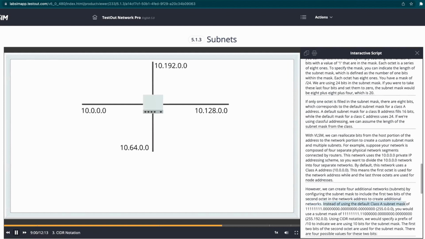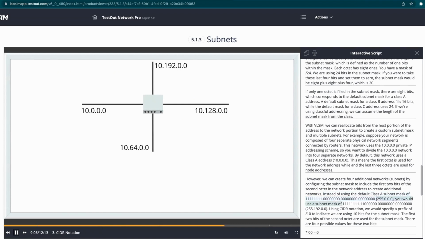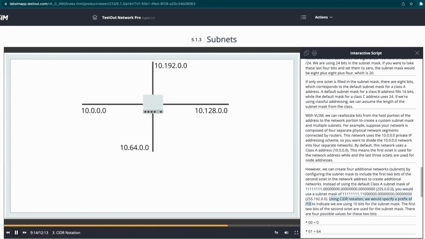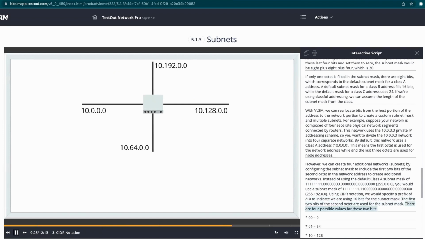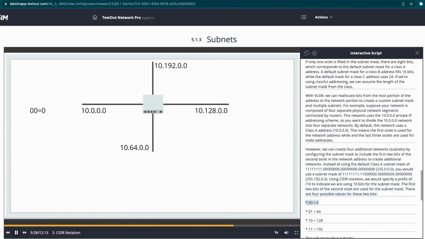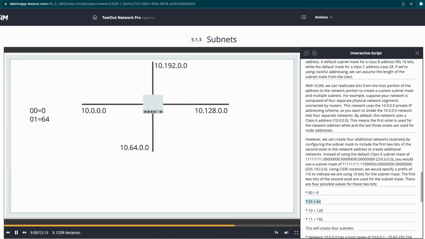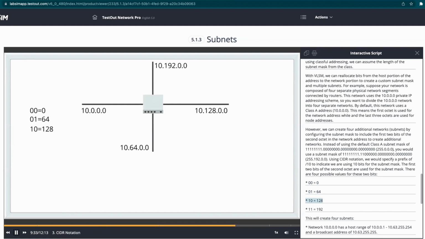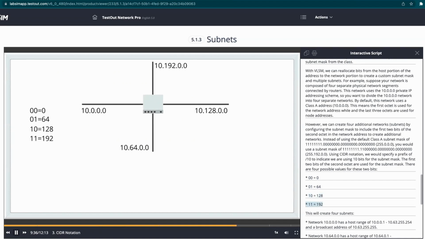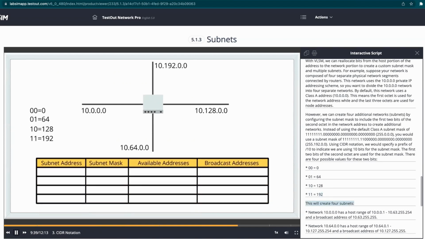Instead of using the default Class A subnet mask of an octet of 1s followed by 3 octets of 0s, you would use a subnet mask of 1 octet of 1s, an octet with 2 1s and 6 zeros, then 2 octets of 0s. Using CIDR notation, we would specify a prefix of /10 to indicate we are using 10 bits for the subnet mask. The first 2 bits of the second octet are used for the subnet mask. There are 4 possible values for these 2 bits. 0,0 in binary is equal to 0 in decimal, 0,1 is equal to 64, 1,0 is equal to 128, and 1,1 is equal to 192. This will create 4 subnets.